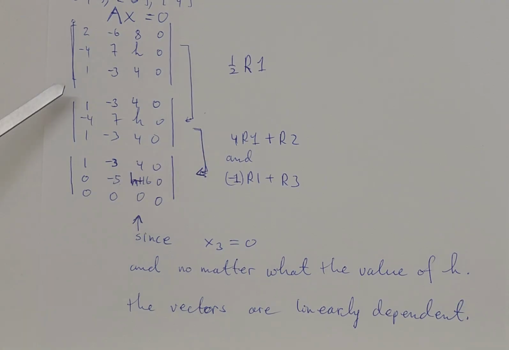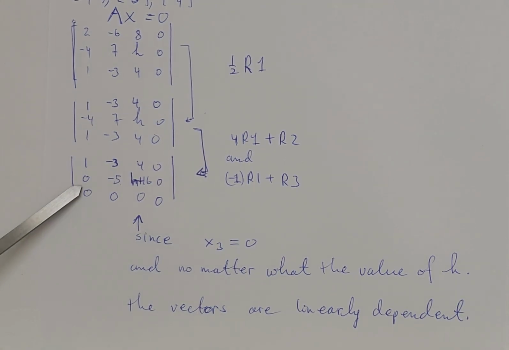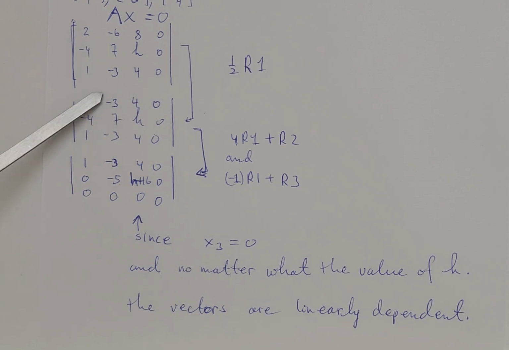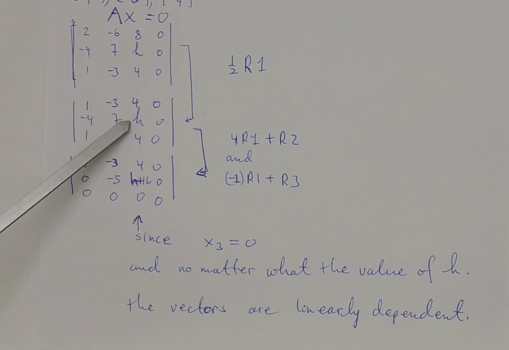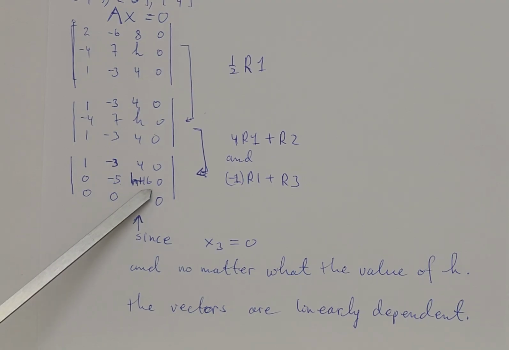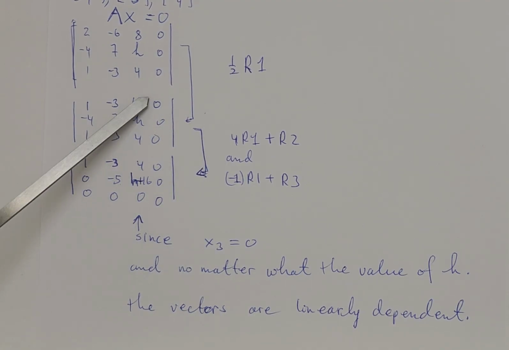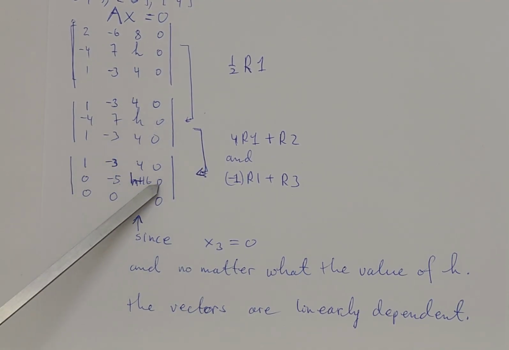So 4 R1 plus R2. 4 times 1 is positive 4, subtract 4 gives me 0. 4 times negative 3, which is negative 12, plus 7 is negative 5. 4 times 4 gives me 16, and 16 plus h is h plus 16. 4 times 0 is 0, and 0 plus 0 is 0.